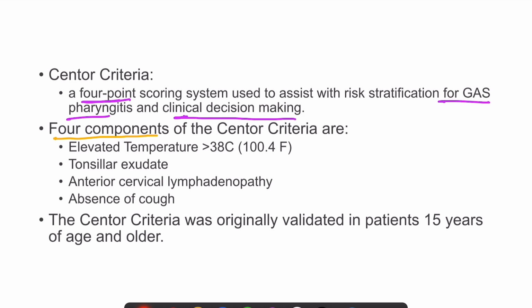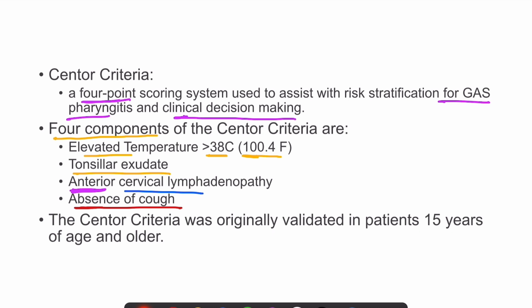So the 4 components of the Centor Criteria are elevated temperature, that is temperature more than 38 degrees Celsius or 100.4 degrees Fahrenheit, presence of exudates over the tonsil, presence of cervical lymphadenopathy, particularly the anterior cervical chain, and there should be the absence of cough.